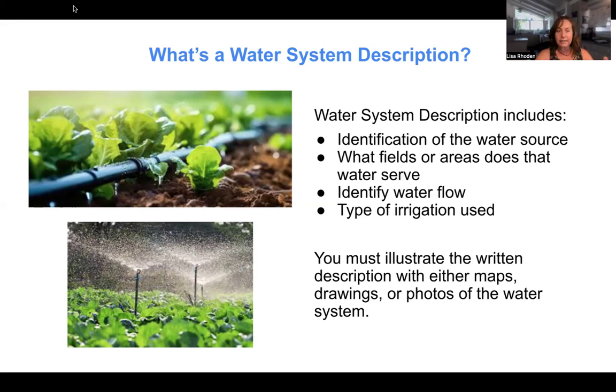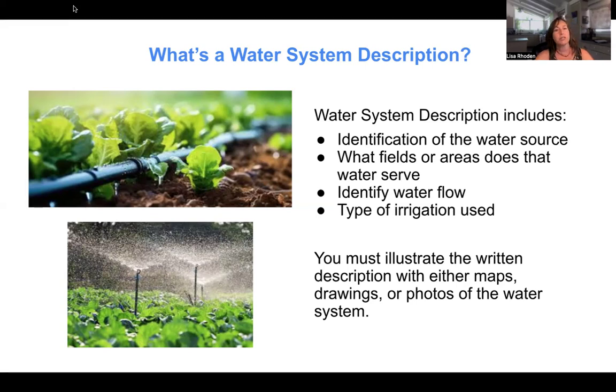This means, are you using drip irrigation? Are you using overhead? Do you have a flood system? Do you have a hydroponic system? Or are you relying just on rainfall? So there's a number of things that this could be referring to, and we're going to be asking you about your particular operation. What is the type of irrigation that you're using?